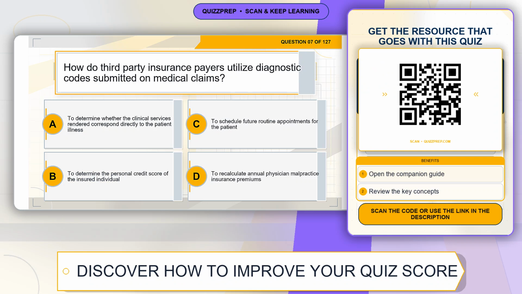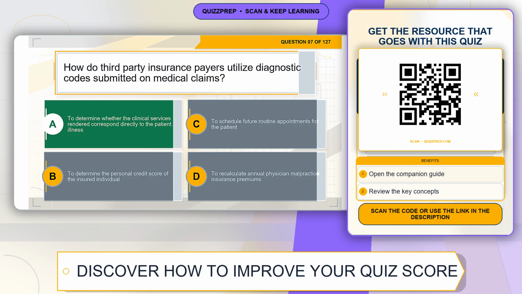Question 7. How do third-party insurance payers utilize diagnostic codes submitted on medical claims? Option A. To determine whether the clinical services rendered correspond directly to the patient illness. Option B. To determine the personal credit score of the insured individual. Option C. To schedule future routine appointments for the patient. Option D. To recalculate annual physician malpractice insurance premiums.